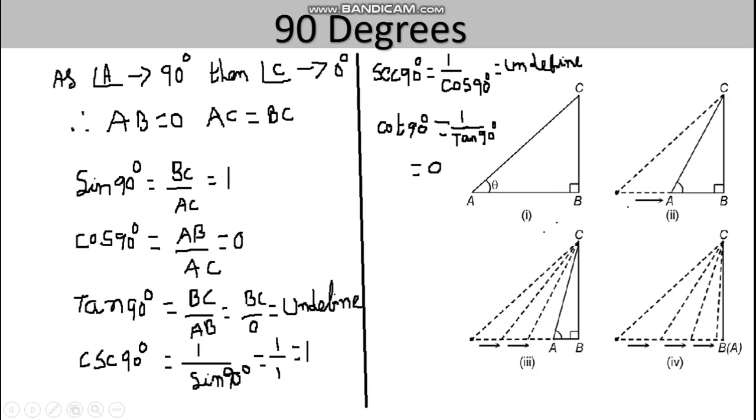Tan 90, side opposite to 90 by side adjacent to 90, that is BC by AB, that means BC by 0 which is undefined. Cosecant 90, which is reciprocal of sine 90, that is 1 by 1 which is 1. Secant 90, reciprocal of cos 90, cos 90 is 0, so its reciprocal 1 by 0, undefined. Cot 90, which is reciprocal of tan 90, that is tan 90 degrees is BC by 0, so cot 90 is 0 by BC, which is 0. So like this we can define the ratios with respect to 90 degrees.